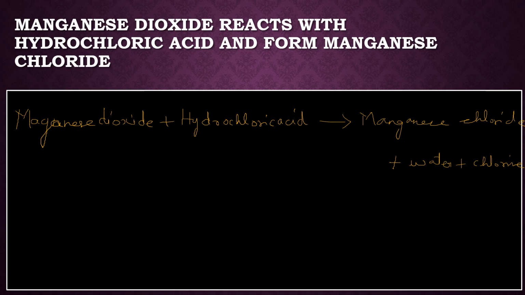Then convert all these words into formulas. So always write the formulas. So how can you write manganese dioxide? Mn is manganese. Most of the time, students get confused between Mn and Mg. Mg is magnesium. It's not manganese. So Mn is manganese. So manganese dioxide, MnO2. The 2 is nothing but the 'di' here. That's why we are calling this manganese dioxide.